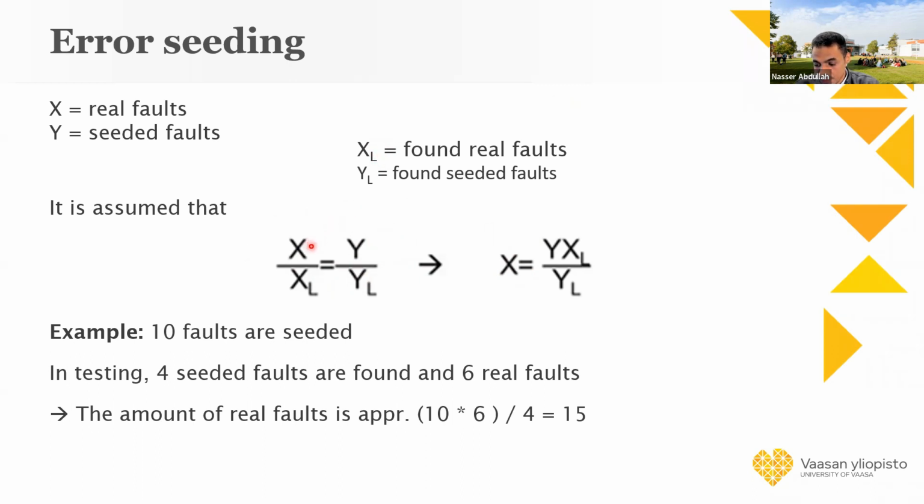We have, for example, the real fault divided by the founded real fault. How many faults you found should be the real fault divided by the founded real fault. And on the other side, equal to the seeded fault divided by how many seeded faults you find. So this formula can help us find how many real faults we have in our program. It's also kind of a testing amount, how many faults I have there.